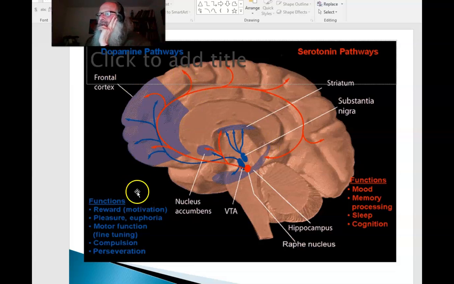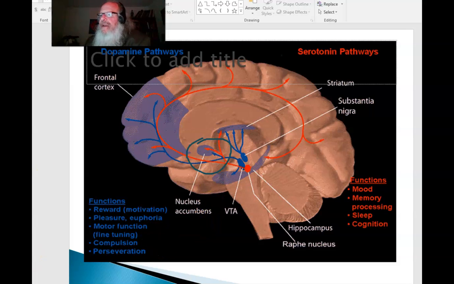Let's go back to serotonin now, in the red. Mood, memory processing, sleep, and cognition. And again, they both overlap. And I want to draw your attention again to the fact that they overlap in this spot called the nucleus accumbens, which is one structure within a larger structure called the hypothalamus, under the thalamus.